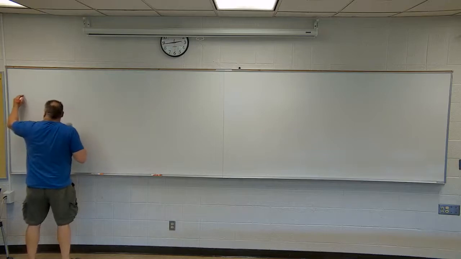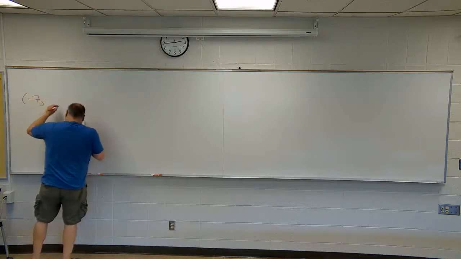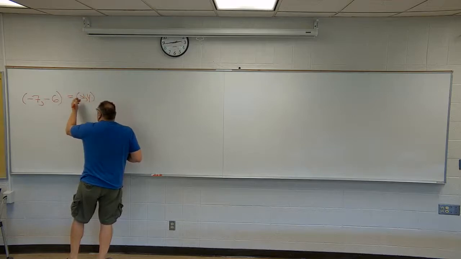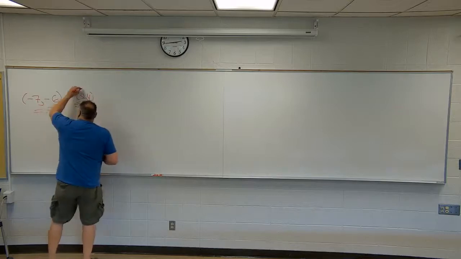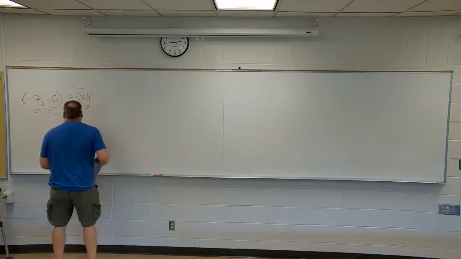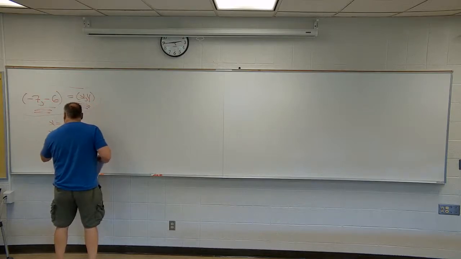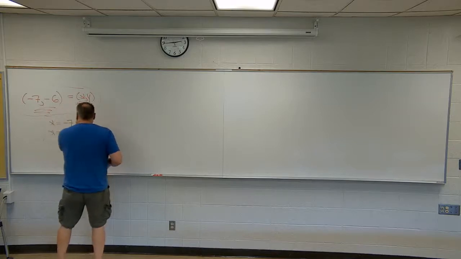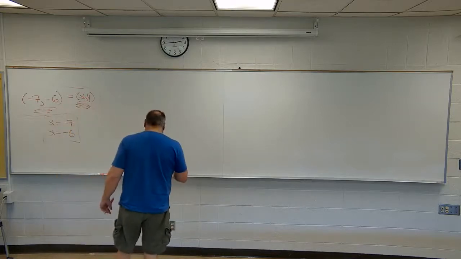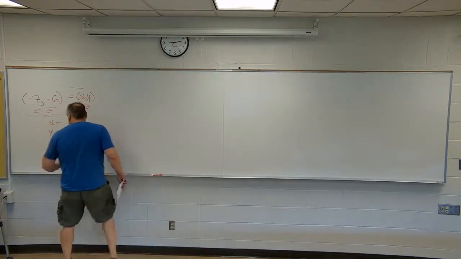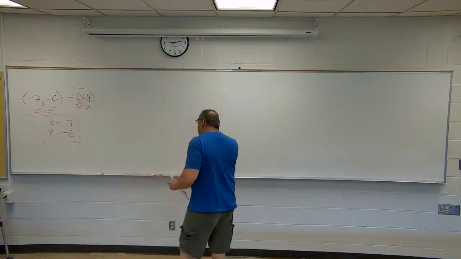They want you to find the line that passes through -7, -6. That's x comma y. This could be any x comma y, but for this particular point under consideration, you want to find the line that passes through it. The x value is -7, the y value is -6 for this situation.